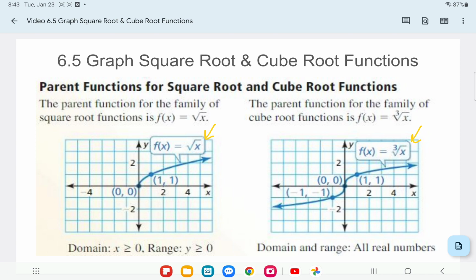Basically, nothing is happening to the graph. We're not moving it left, right, up, down. We're not stretching it, shrinking it, no reflections. It's just, if you take the square root of x, what does that graph look like?